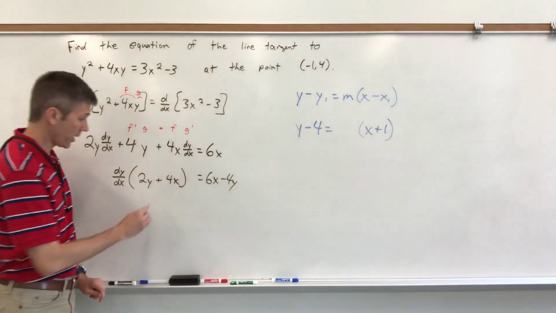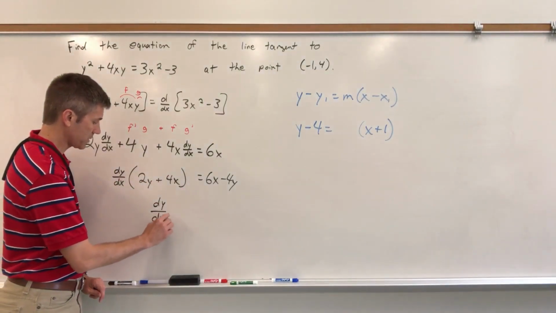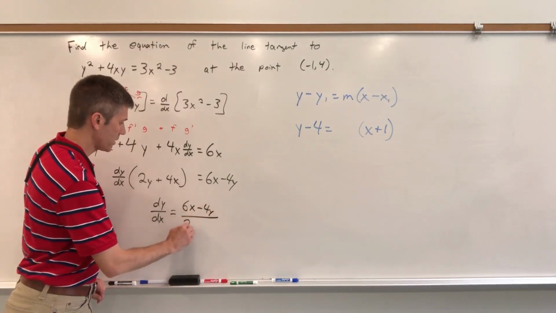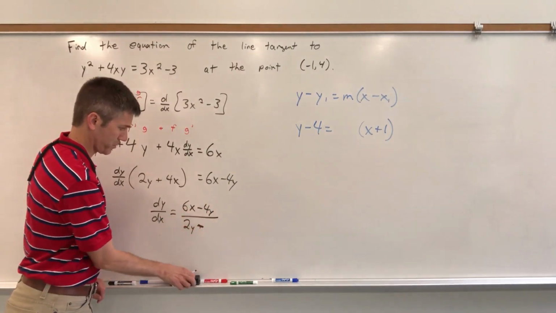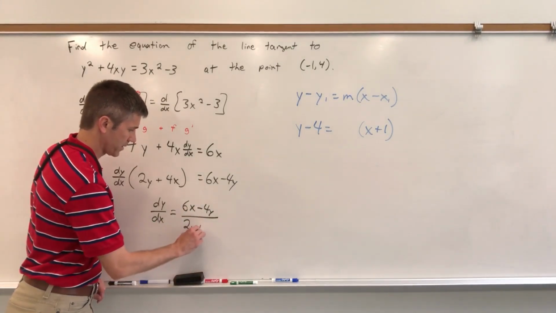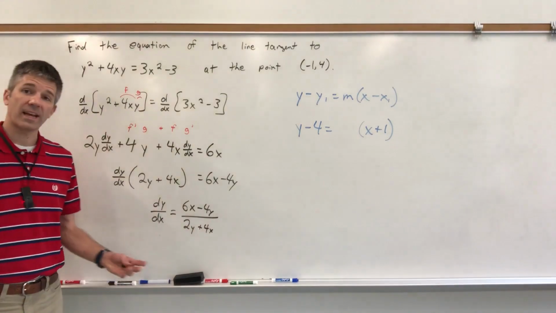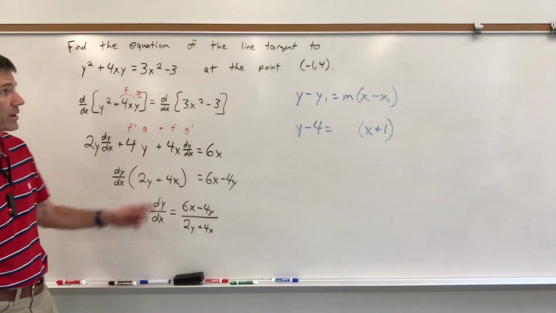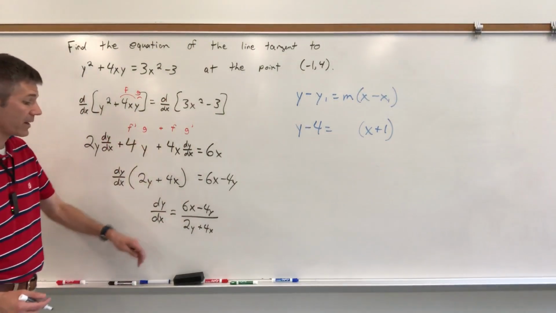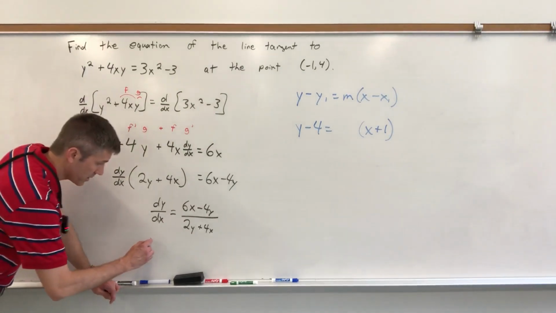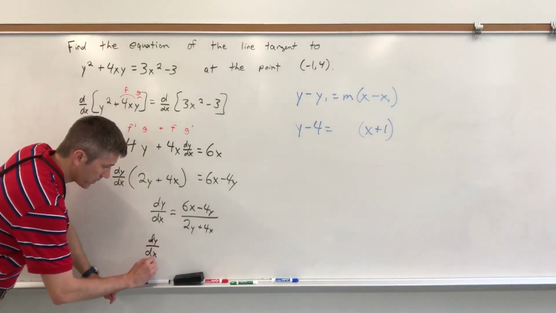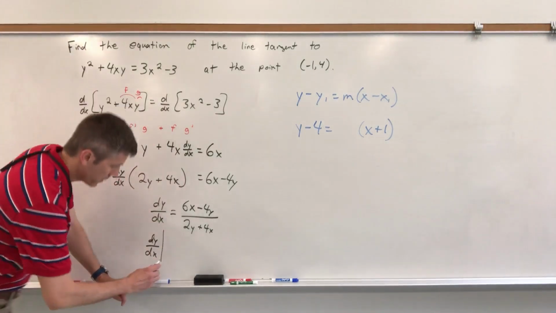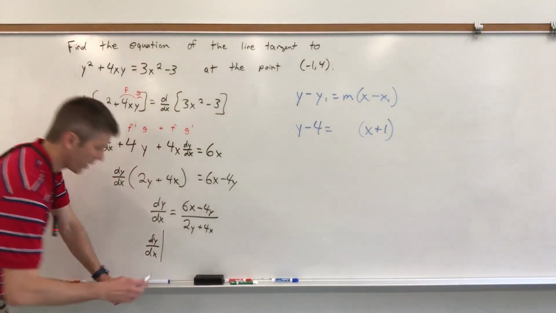And we're solving for the slope, right? So the slope, dy/dx, equals 6x minus 4y over 2y plus 4x. Fantastic. Now we don't know the slope because we still haven't plugged in the coordinate -1, 4. So we need to know the slope at a specific point. That's what the vertical line is for. It says I'm going to evaluate it at some specific place, some specific x value, y value, whatever.